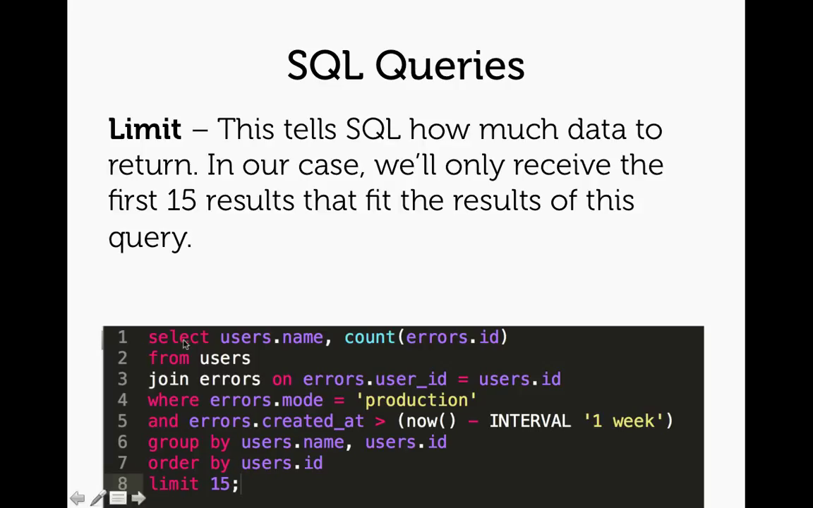Because we're saying, here's the data we want to select. We want to pull it from here. We want to include this data from the other tables. We want to filter it using mode equals production, and the errors have to be created within a week of today. And we want to group by these attributes and order by these, and only show me the first 15 results. So again, this is really useful if you're using large data sets, and it essentially saves you from running super long queries that could take on the order of even hours to execute in some cases.